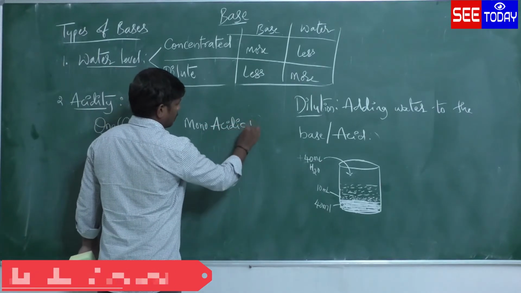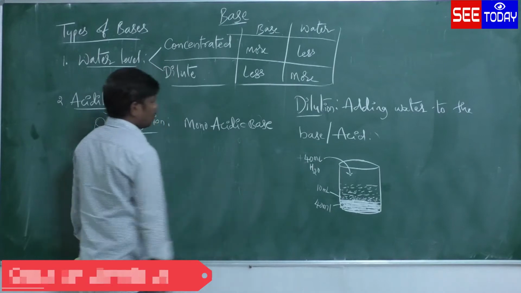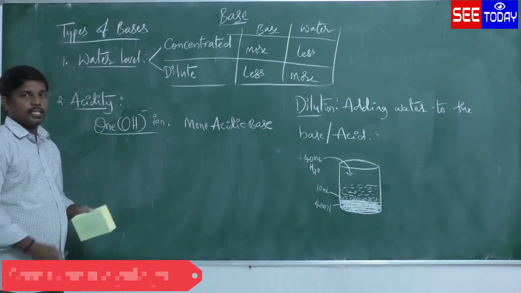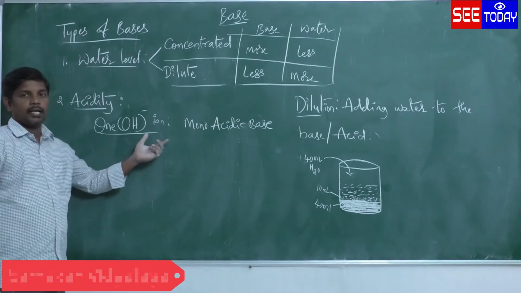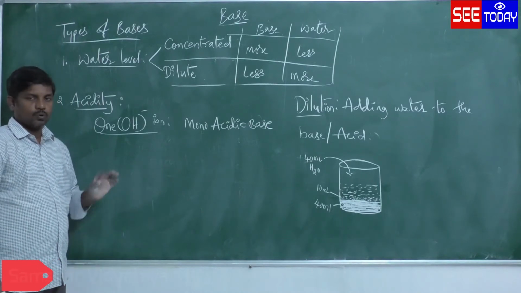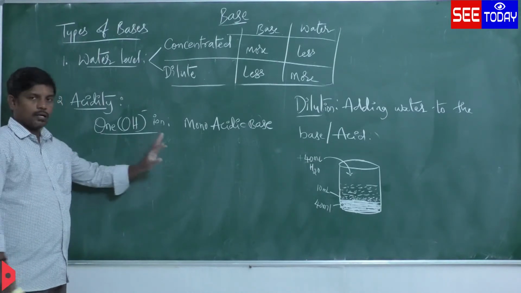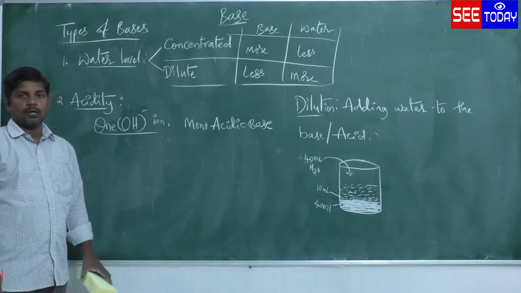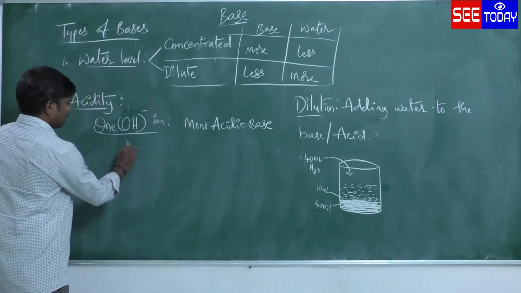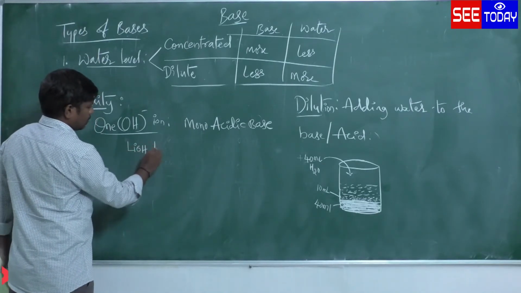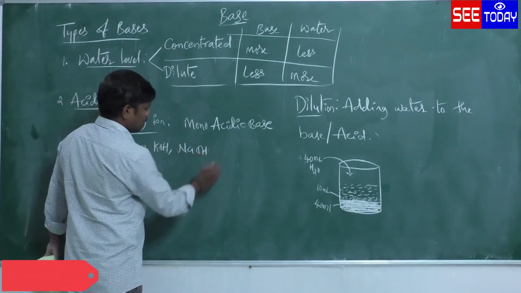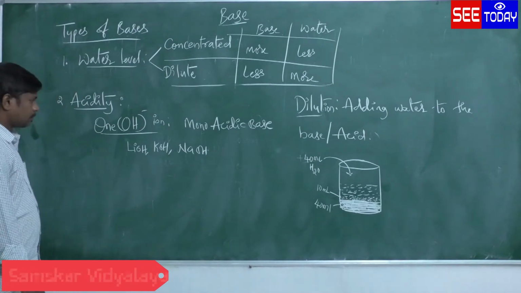monoacidic base. What is monoacidic base? The base which can release only one hydroxide ion on complete ionization. Such bases are called monoacidic bases. Next, examples: you can take LiOH, KOH, NaOH. So these are monoacidic bases, right?